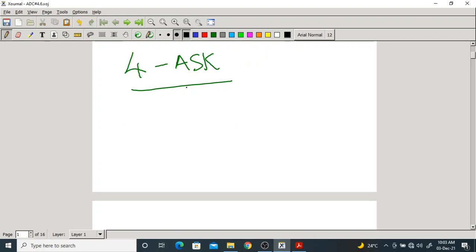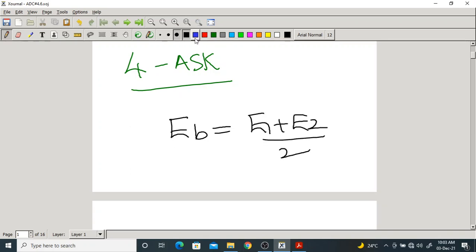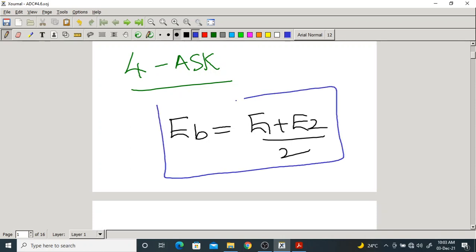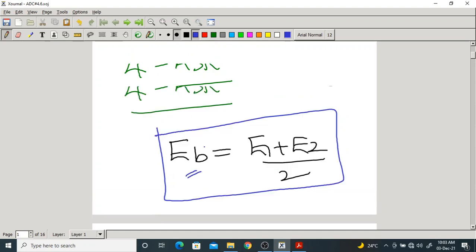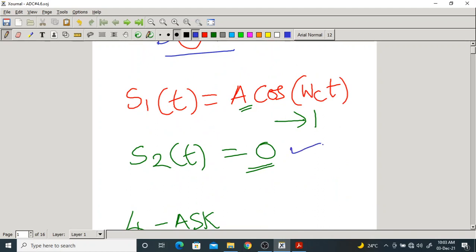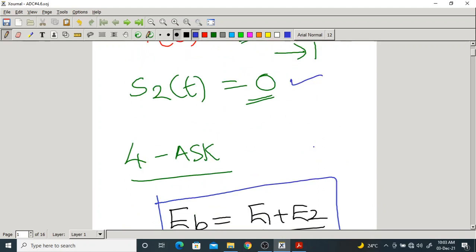Now as I told you, EB, the average bit energy or energy per bit, equals (E1 plus E2) by 2. So we follow the same formula across all schemes, whether it is ASK, FSK or PSK. EB formula is the same. We keep EB the same for all schemes for fair comparison of probability of error. I will tell you later why EB is very important. Now what is E2? E2 is 0 because there is nothing, correct?